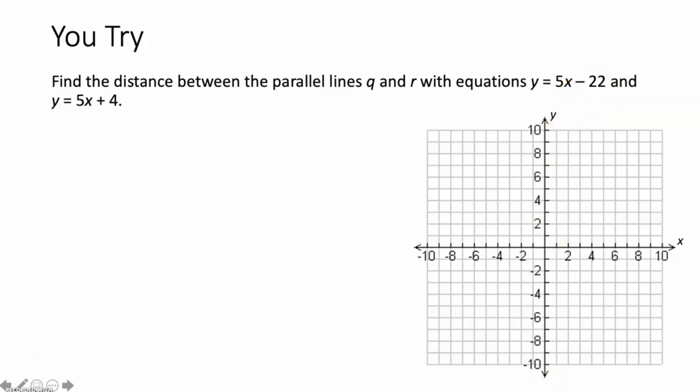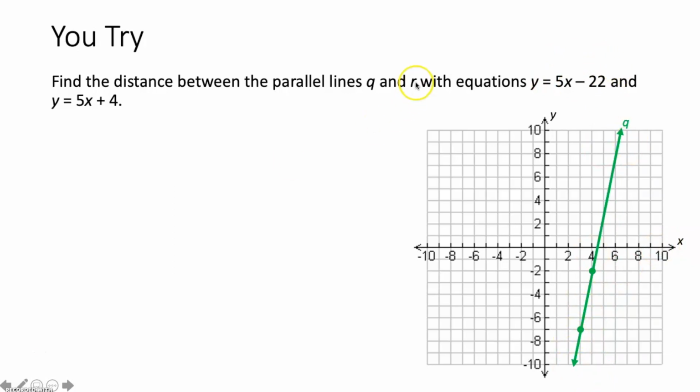At 0, negative 22, we have a point. And then the slope is 5. So we go up 5 over 1, and we are at 1, negative 17. We go up 5 over 1, we're at 2, negative 12. We go up 5 over 1, we're at 3, negative 7. We go up 5 over 1, we're at 4, negative 2. So we draw a line through those points, and now we have this line graphed on our graph.